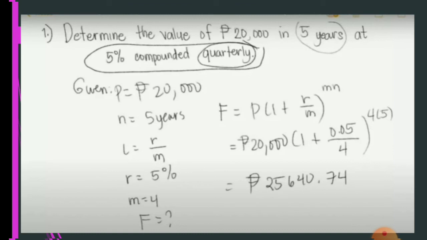So, ang total na mababayaran mo na may interest sa 5 years is 25,640.74 pesos.